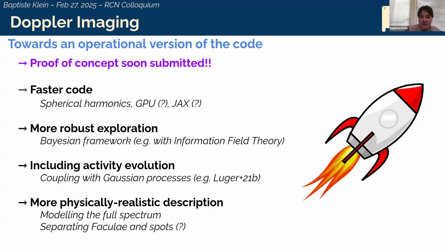And that's my take-home message for Doppler imaging. Everything I presented will soon be submitted for publication. And there are ways that we can go to make the code faster. We can move this code hopefully to a Bayesian framework instead of just doing a chi-square fit, which will be much more robust. We need at some point to consider how activity evolution can be included, probably by coupling our Doppler imaging framework with Gaussian processes, for example, and maybe trying to add physics in what we are reconstructing.